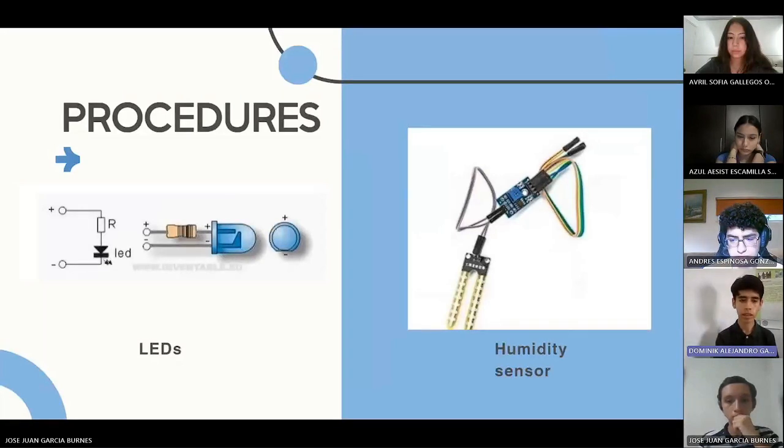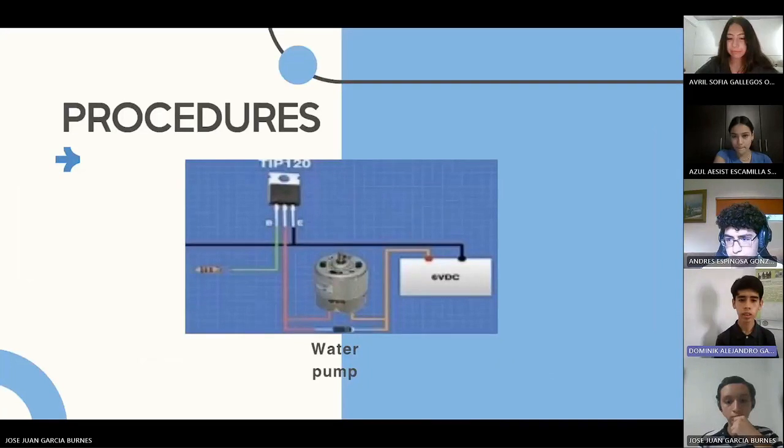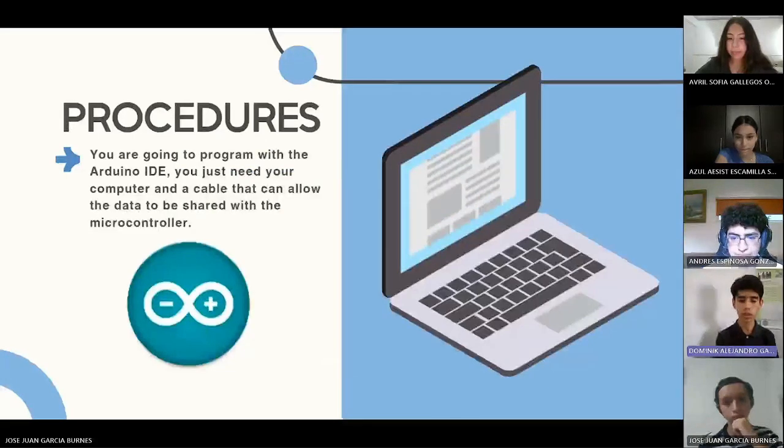Then we have the LEDs. In this case, these are resistances also connected to positive and negative. We have the humidity sensor, which also has signal, positive, and negative. Then we have the water pump, which is a circuit also. And I want to focus on the TIP120, which allows us to use the water pump. And finally, the procedure for the programming, which we're going to do with Arduino.